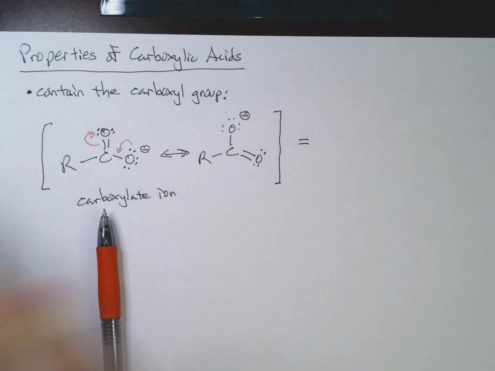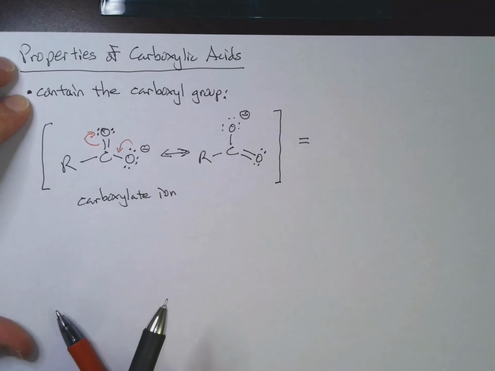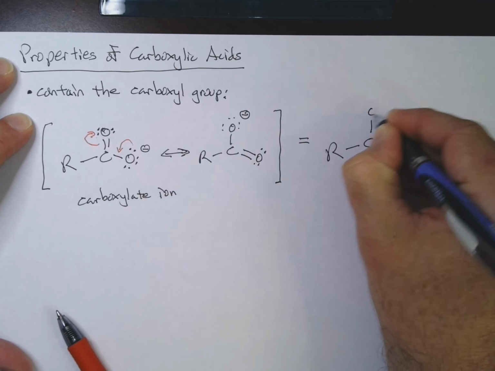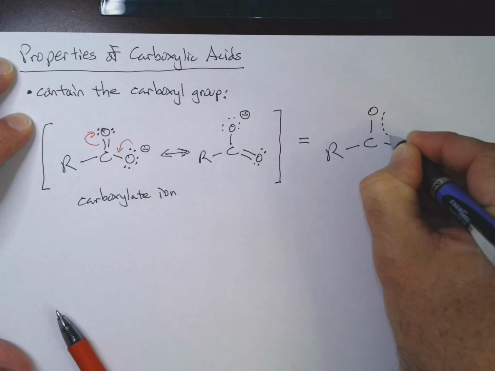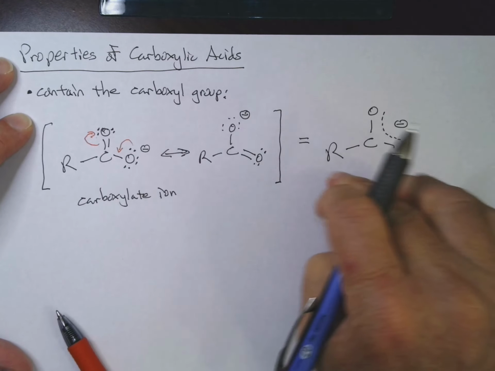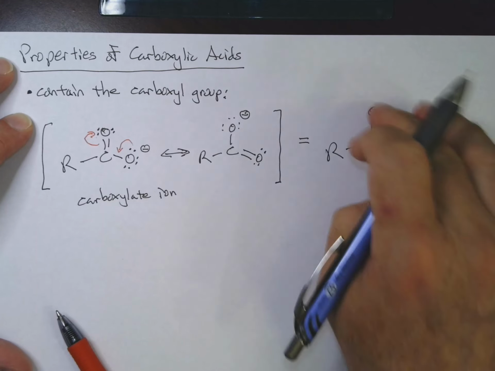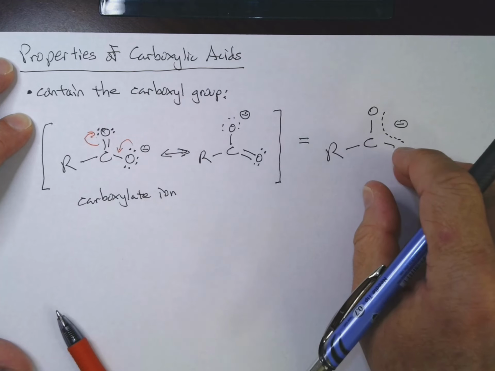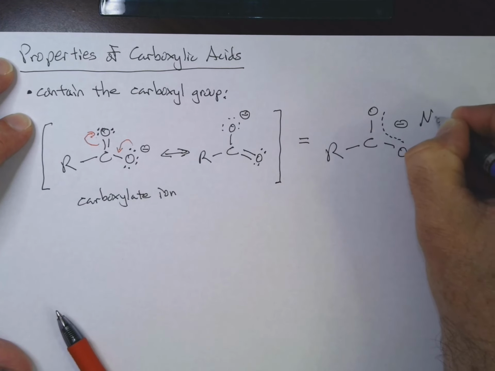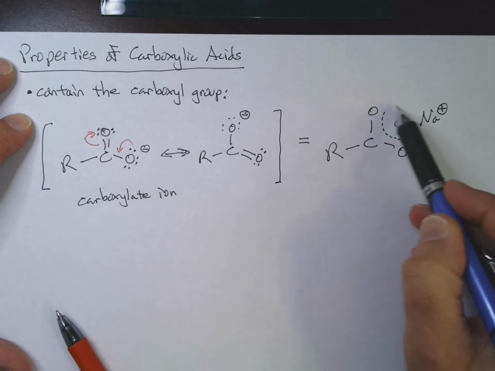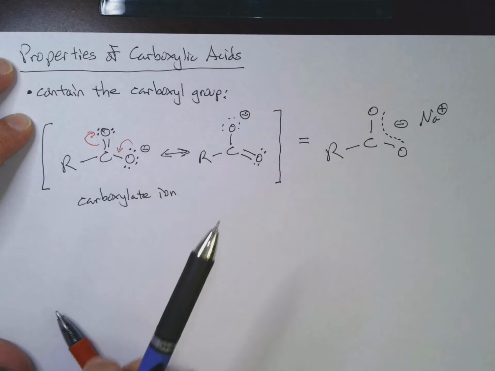And if we were going to write this out as sort of an average of these structures, it would look something like this. And so in reality, the negative charge is delocalized over both oxygens. So once we pull that proton off, we get this carboxylate. And let's say we had some kind of sodium carboxylate salt here. Sodium would be complexed with this right here.